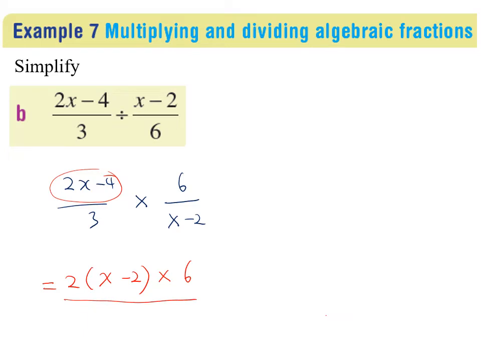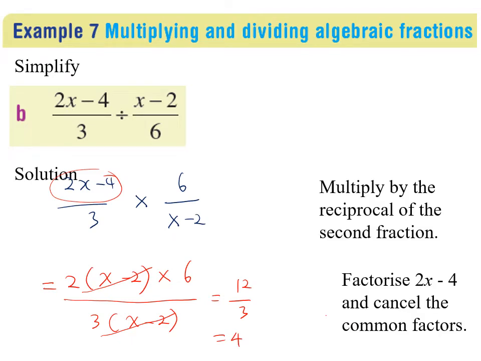Divided by 3 times x minus 2, put in bracket. It is very important: if there's a bracket, you must make sure that you put a bracket here. All right, so I can now cancel x minus 2 with this x minus 2. So now multiply the numerator: 2 times 6 is 12, divided by 3, which is actually just 4.